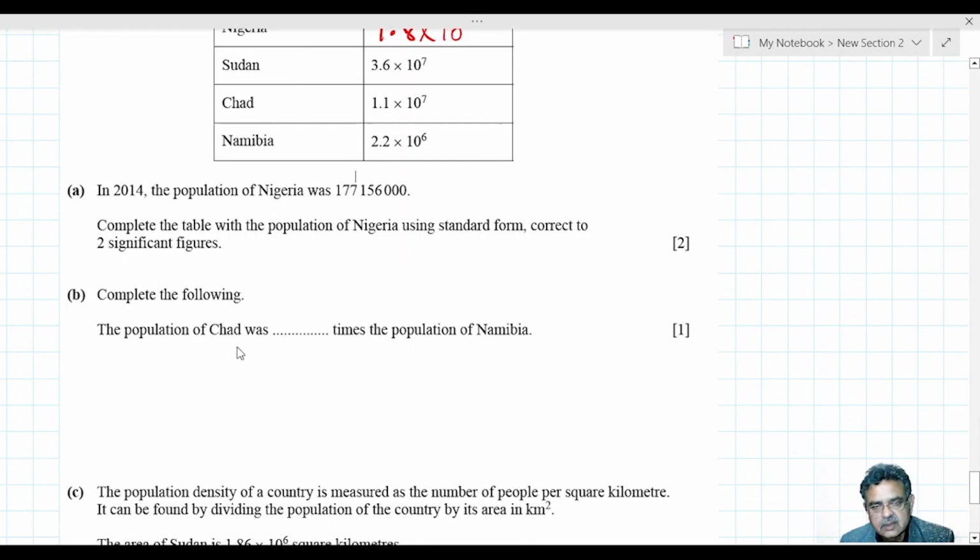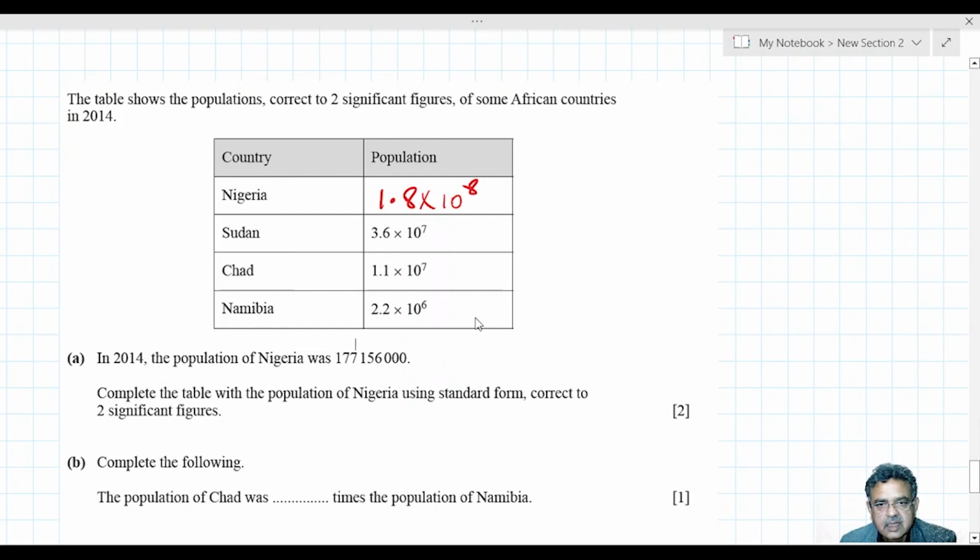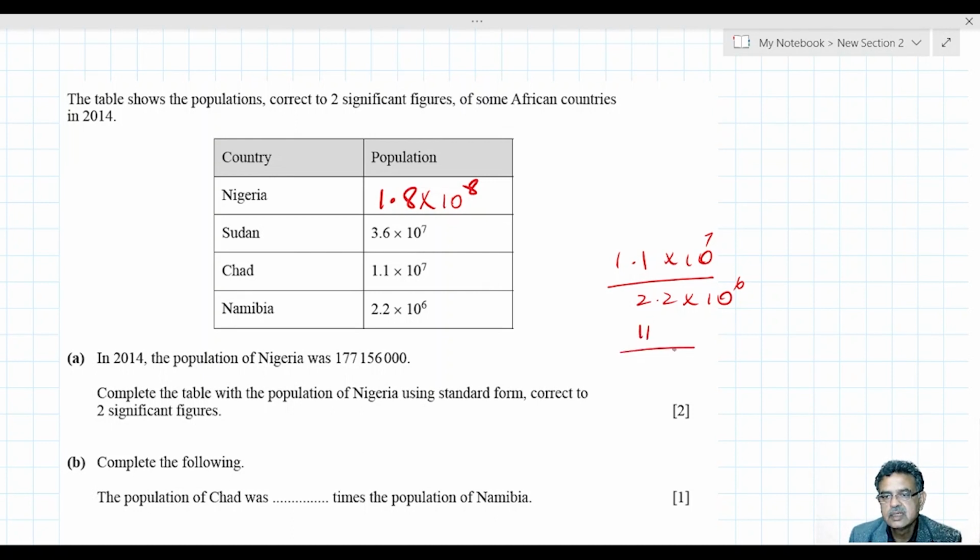Complete the following. Population of Chad was how many times the population of Namibia? Chad and Namibia. Population of Chad divided by population of Namibia. Decimal places are same, so we can write it 11 over 22 into 10 power 1. 11 over 22 is 1 upon 2, 0.5 into 10, that is 5. So this is 5 times.